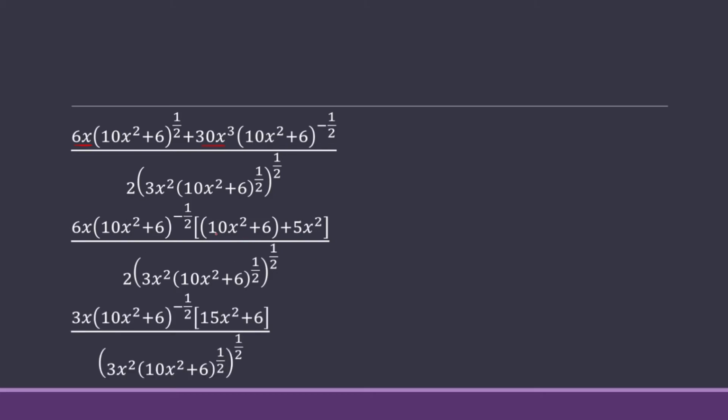So now I can just work inside. 10x squared plus 5x squared is just 15x squared. So that's what I have over here. And then everything else I kept the same, with the exception of 6x over 2, which I simplified to be 3x.